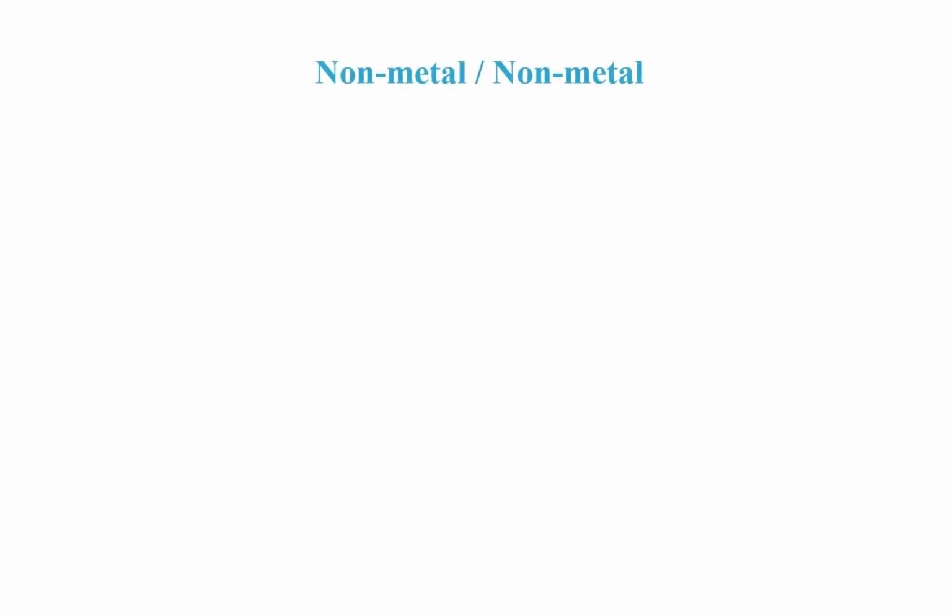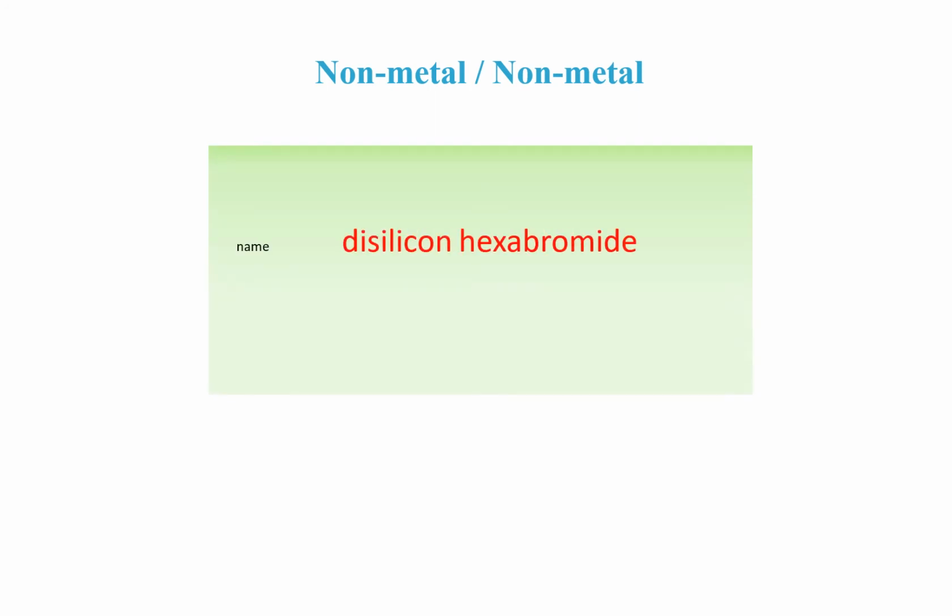Let's go over an example of a non-metal compound to appreciate the close connection between the name and the formula. Examining the name disilicon hexabromide, you would immediately know that it's a non-metal compound because of the Greek prefixes. The formula Si2Br6 is right there, spelled out by the name: 2 silicon atoms and 6 bromine atoms.